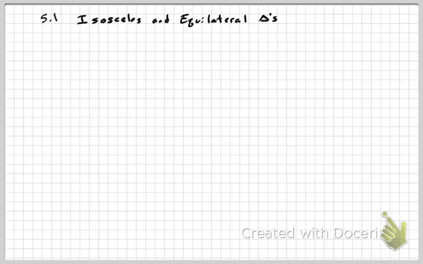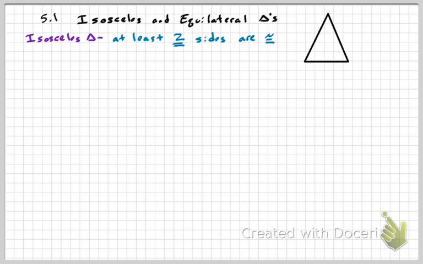So we've already talked about these triangles this year when we were learning to classify triangles back in Unit 1, way back in August. But now we're going to learn some different properties of the isosceles and the equilateral triangles to help us find different angle measures, different side lengths, and stuff like that. So remember, an isosceles triangle has at least two sides that are congruent.